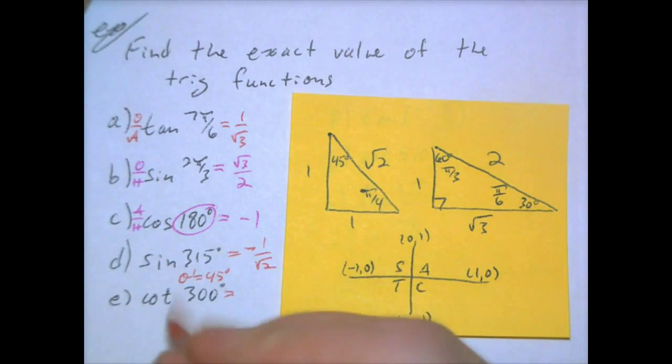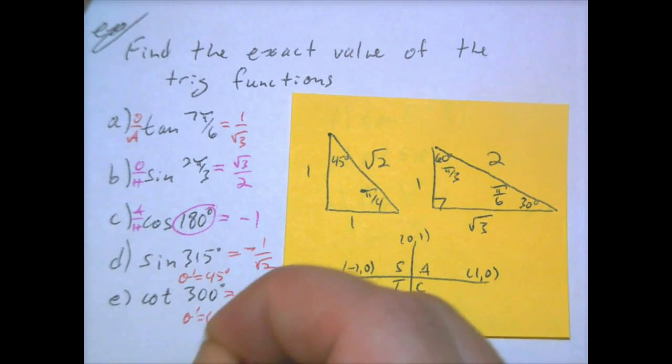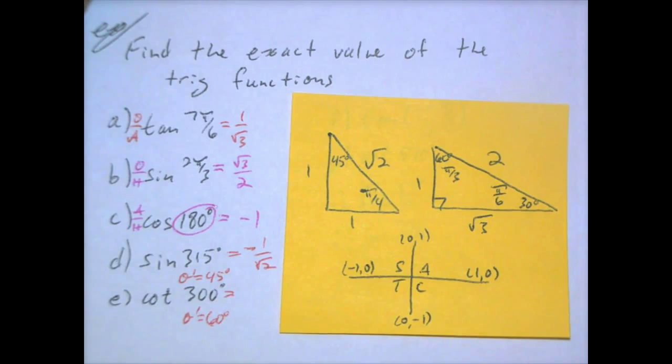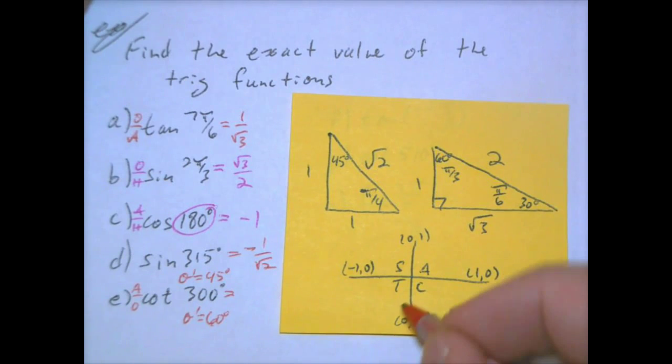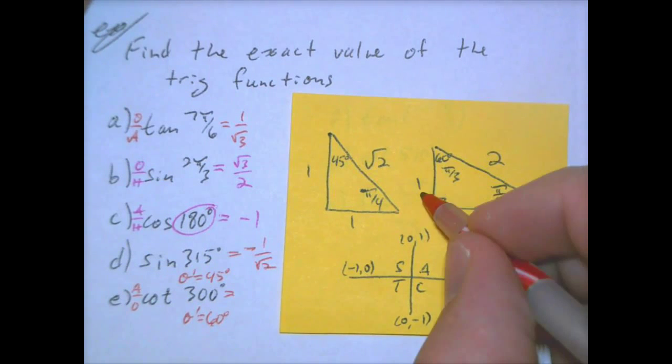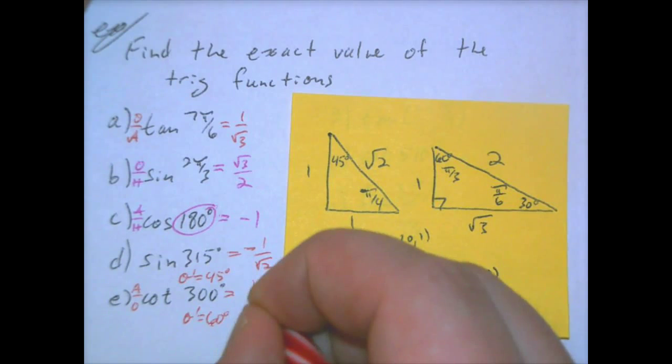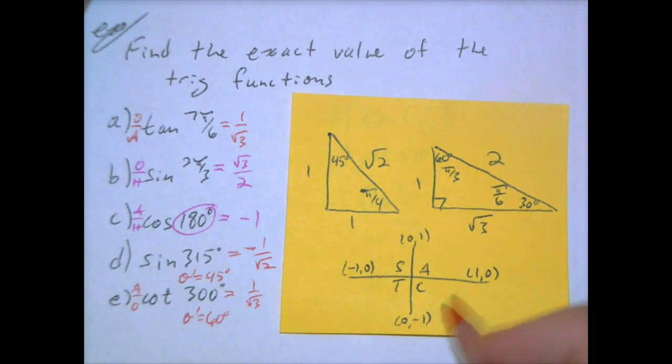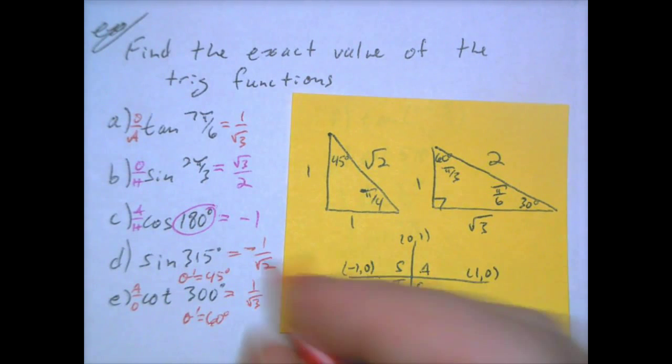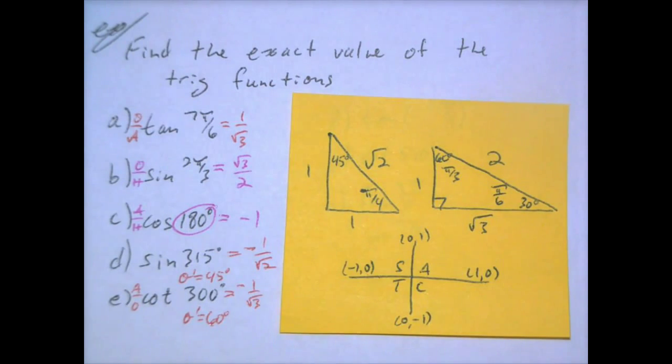Cotangent of 300 degrees, the reference angle here is 60 degrees, because it is 60 degrees away from the 360. Cotangent is adjacent over opposite. So from 60 degrees, the adjacent over the opposite is 1 over root 3. I am in the fourth quadrant where cosine is positive, so that means cotangent, since it is related to tangent, is negative. There are those.